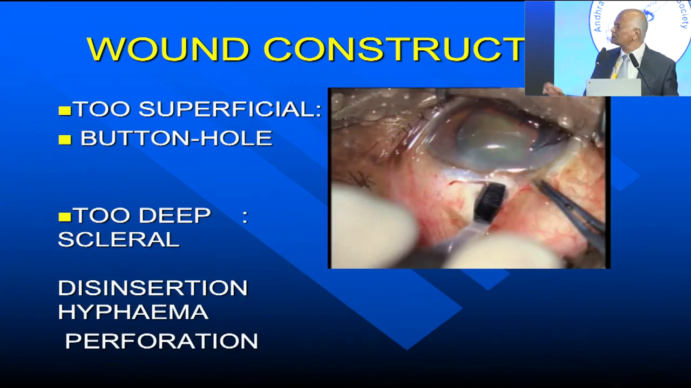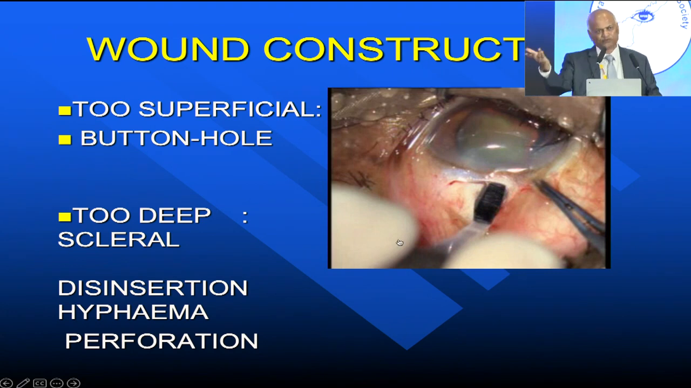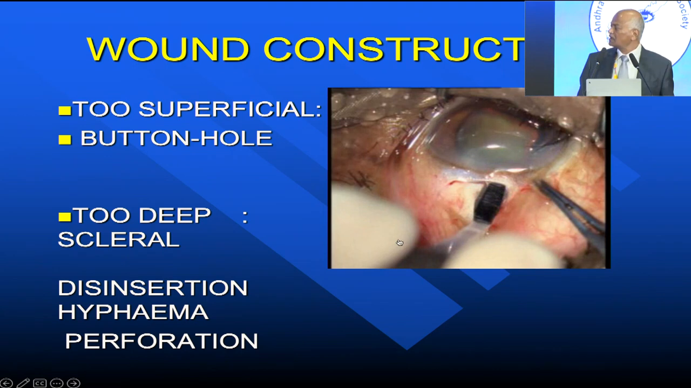So here, in the wound construction, if it is too superficial, you get the buttonhole. Here there is a buttonhole seen, and once there is a buttonhole, it is very difficult, and you will have to go deeper than the buttonhole, and then you can operate in the second plane. Or you can see the hyphema. Sometimes you can see the perforation and hyphema whenever you are doing this.